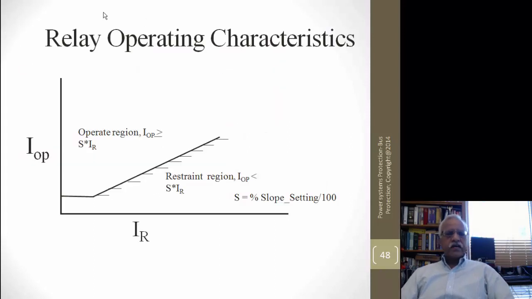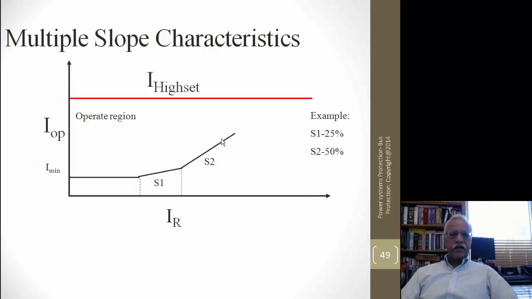So we can define a characteristic. We set a minimum operating current that accounts for all the inaccuracies of the CTs, and then as the restraint current increases, we increase the pickup of the relay based on the amount of the restraining current, and the slope is just the ratio of the operating current to the restraining current. Then you have a high set. If there is a very high internal fault, if the current is too high, then you don't even bother to check the ratio of the operating current to the restraining current. If it hits a high value, you operate right away at a high set.